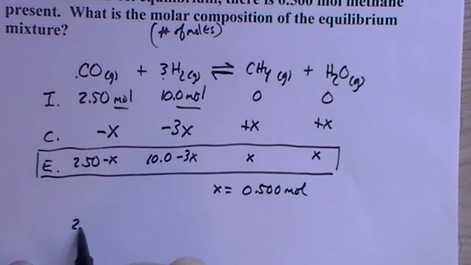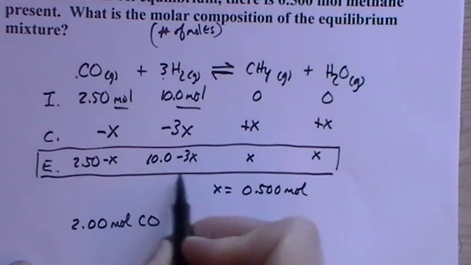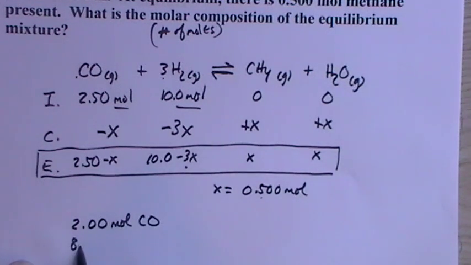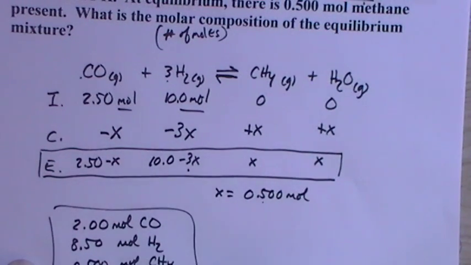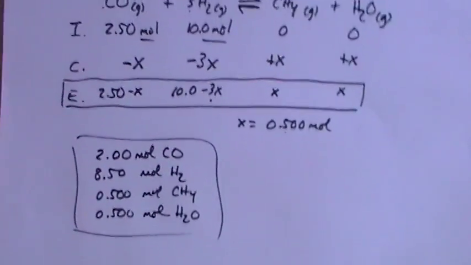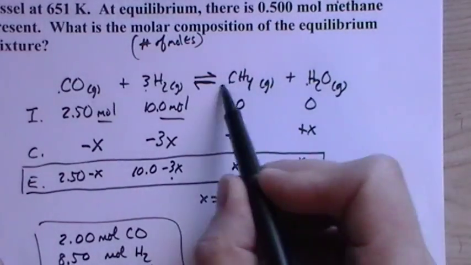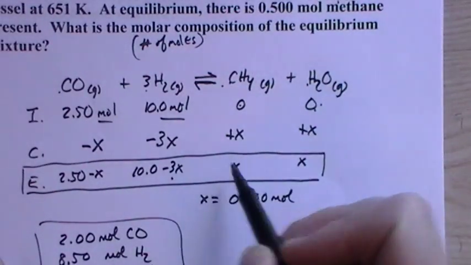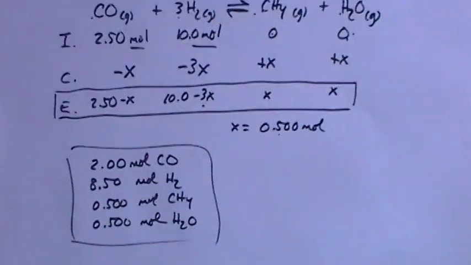We can see that we end up with 2.0 moles of CO. If we put 0.5 into this, we end up with 8.5 moles of hydrogen. Got to have that 3 in there. And then we know that we have 0.5 moles of methane, because that's what they told us, and it must be the same for water. It's not by chance that they ended up the same, the methane and the water. It's because they have the same coefficient here, 1 to 1. They both started at 0, so they both have to add in the same number of moles. And so we end up here.